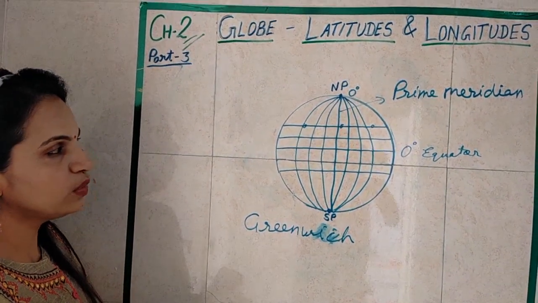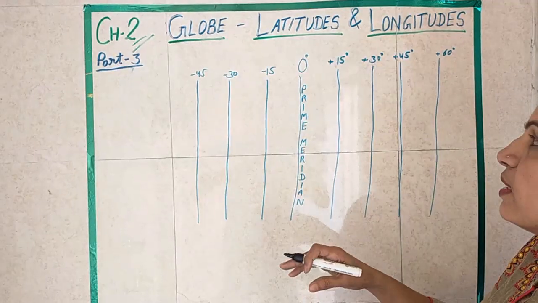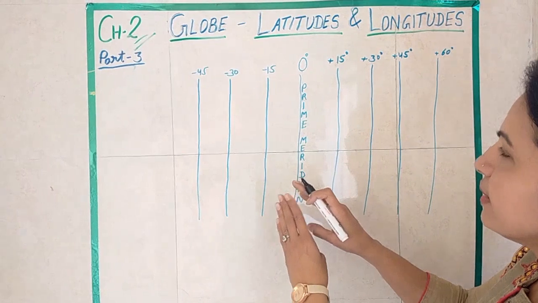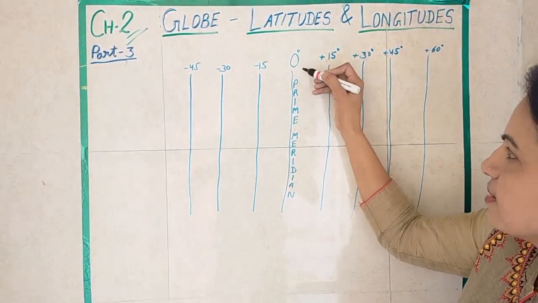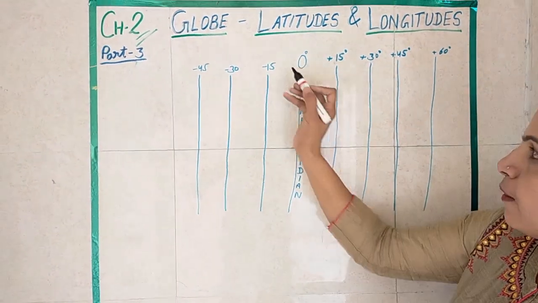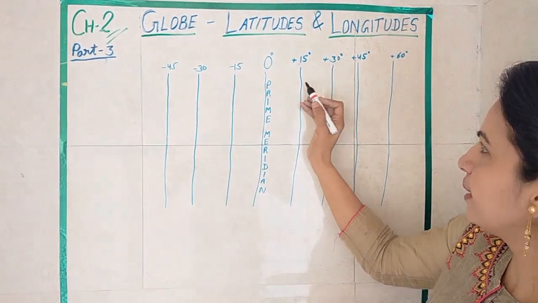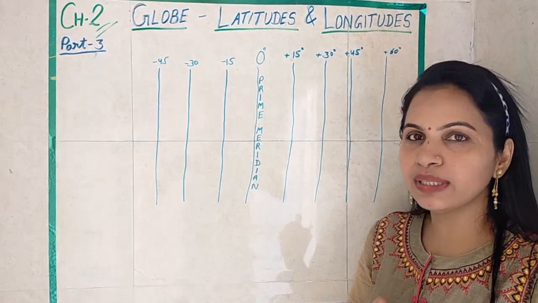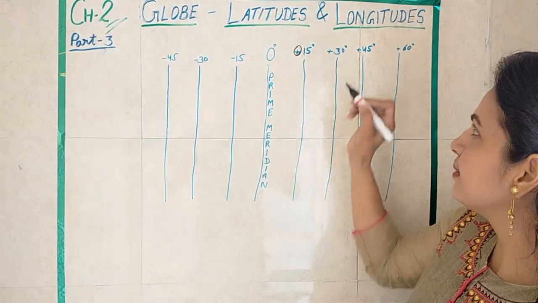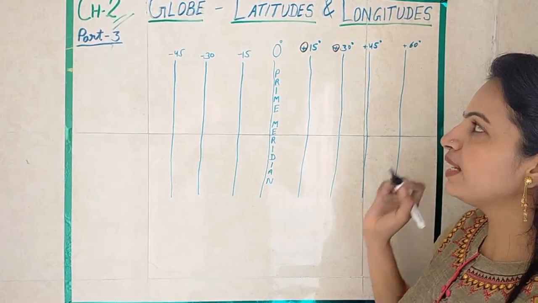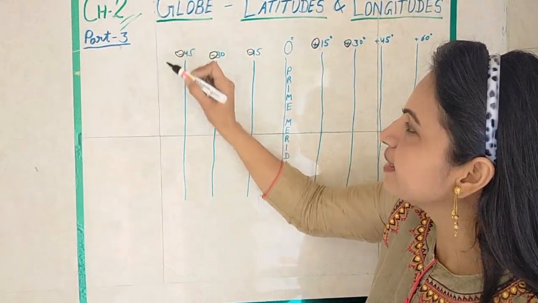Now let's find out how we can calculate time with the help of these longitudes. Suppose I have cut the globe and made it flat. Now this is 0° prime meridian, 15° longitude, 30°, 45°. And now, students, look at one thing. I have put a plus sign in the eastward direction and a minus sign in this direction.